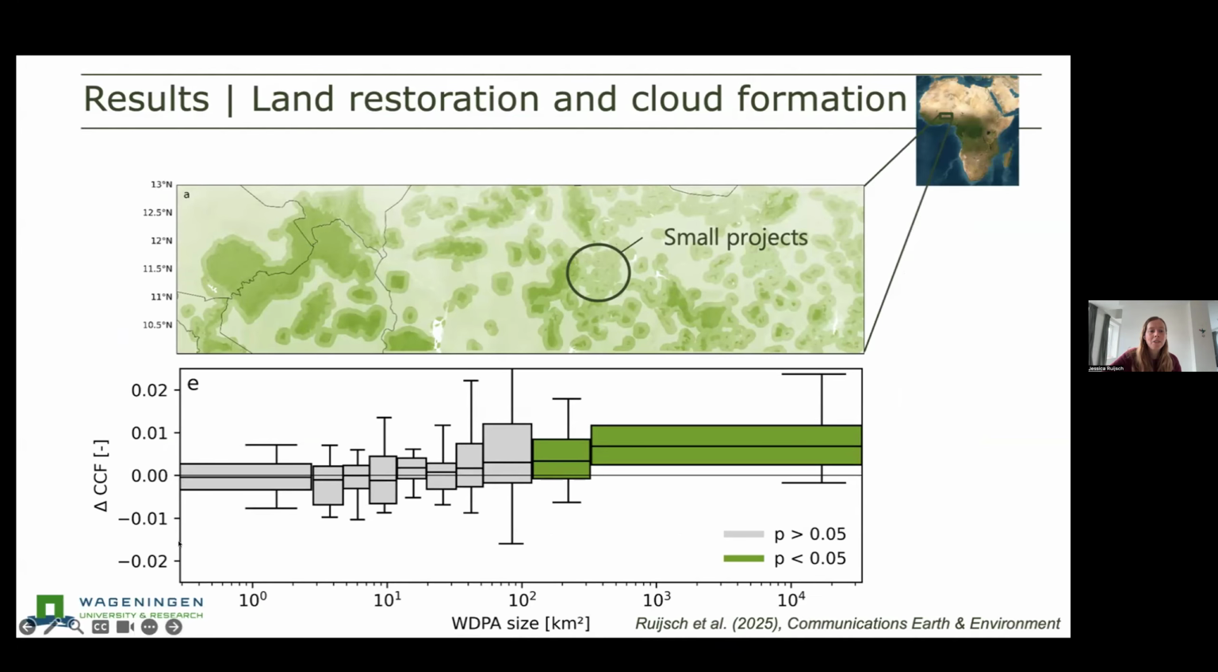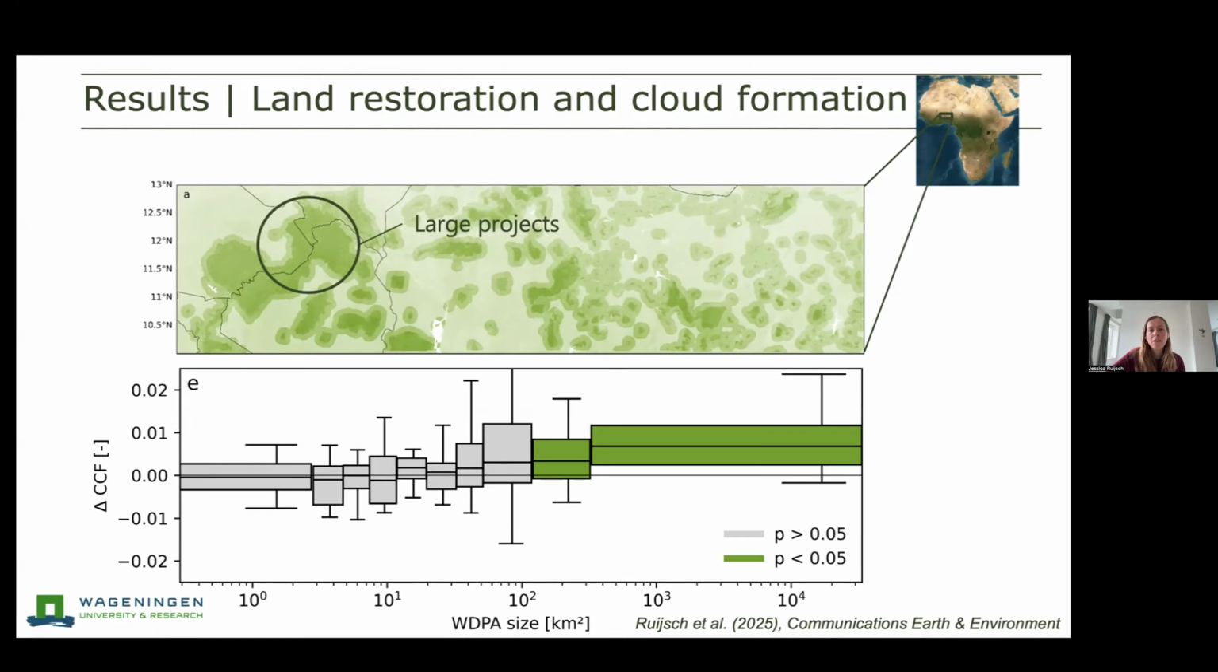So in this graph, you see the difference in cloud cover frequency on the y-axis between these project regions and a buffer region around it. And you see that for the smaller regions, which are on the left side of the graph, there's not really a significant increase in cloud cover frequency. So there's not a significant difference in cloud development over these smaller projects compared to surrounding regions. And only over projects larger than roughly 10 by 10 kilometers, we see a positive increase.